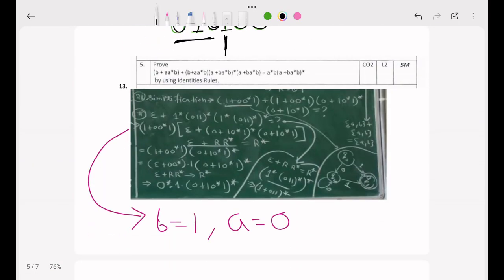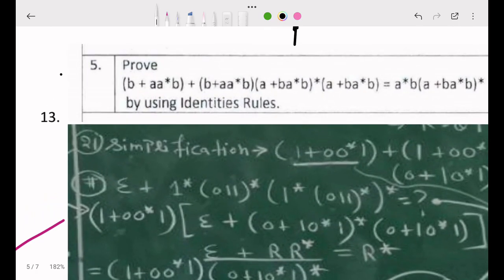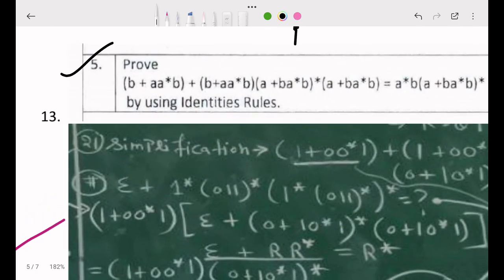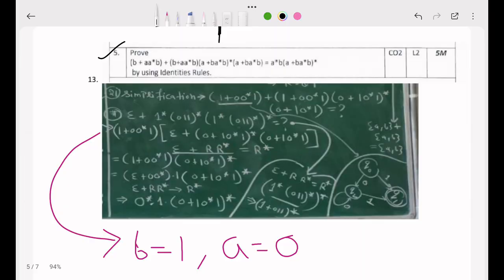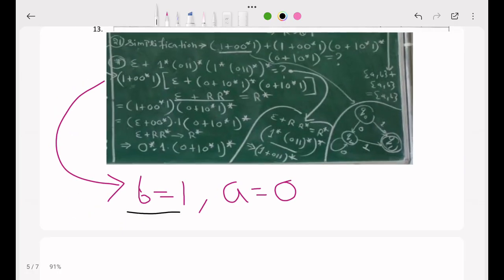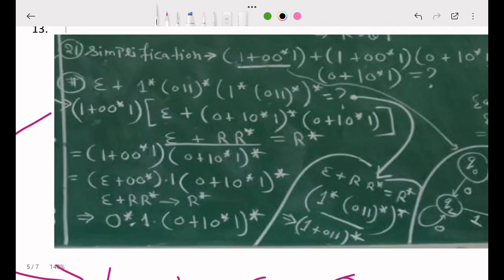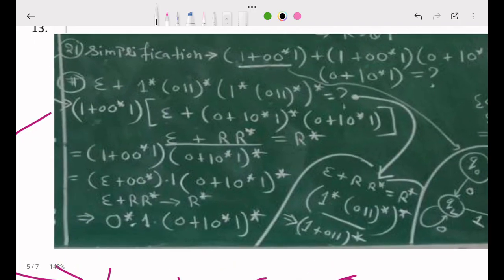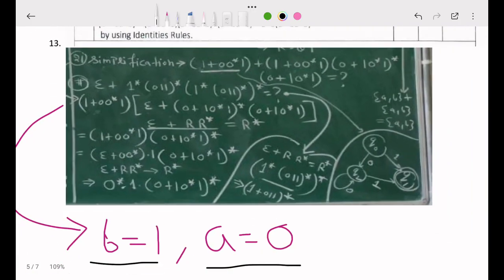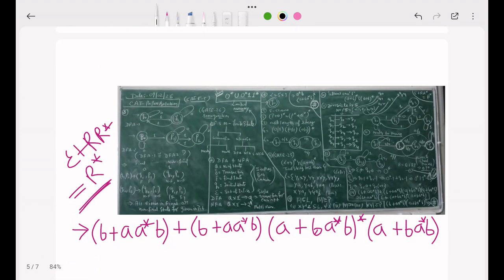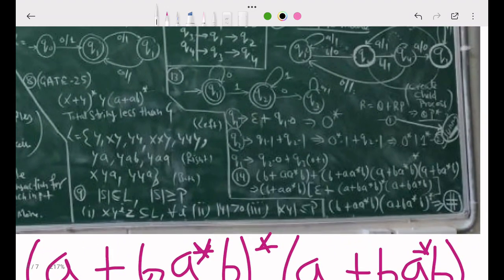Now the question number 5, we asked this question. If you see clearly, this question we solved during our class presentation 2 times with 2 different methods. In place of B, I have written 1. In place of A, I have written 0 here. You can compare the same question.